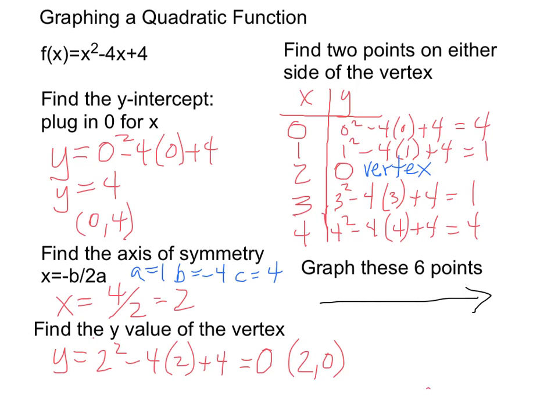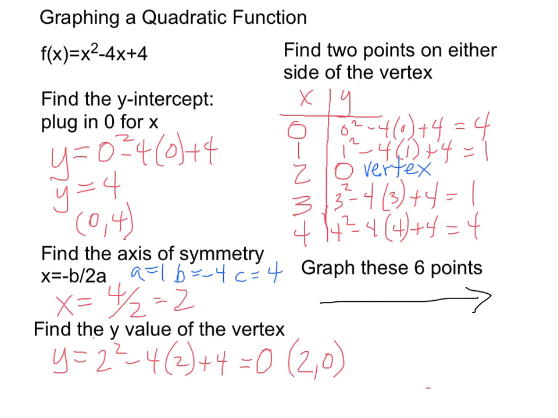Next thing I need to do is find the y value of that vertex. So I plug the 2 I just found that x equaled and plug that in and solve for y. And it turns out y is 0. So the vertex point is at (2, 0). And you can see I put that in the middle of my chart. And then I found the 2 points on either side of that vertex. The x values of 1 and 0 would be 2 points on the lower side of the vertex, and 3 and 4 would be the 2 points on the upper side of the vertex.